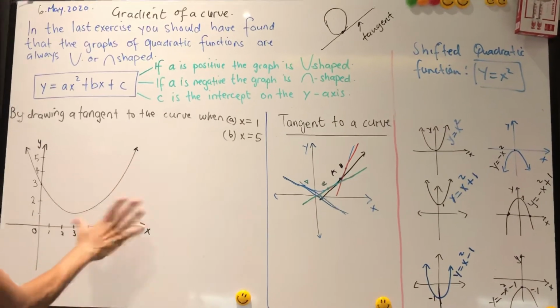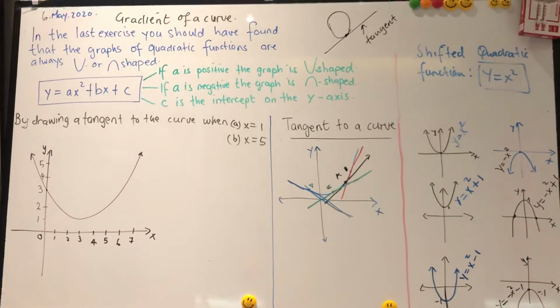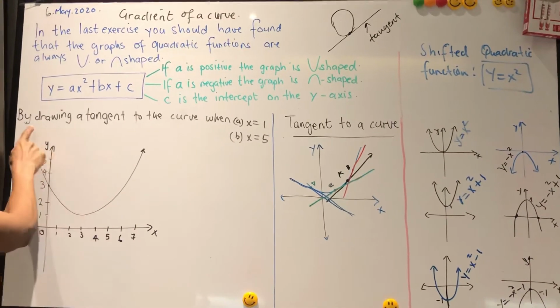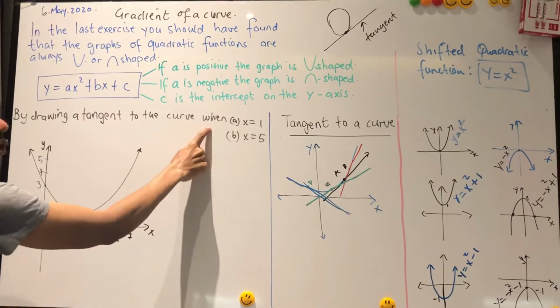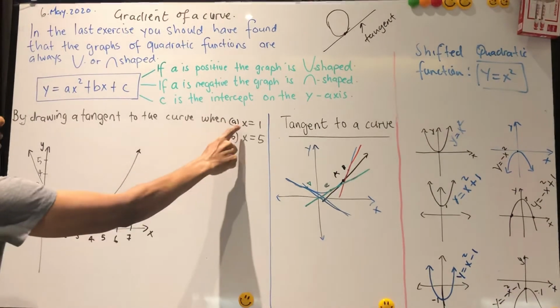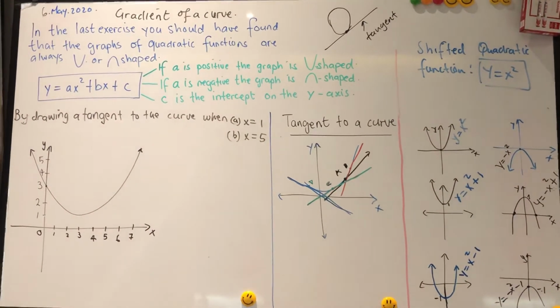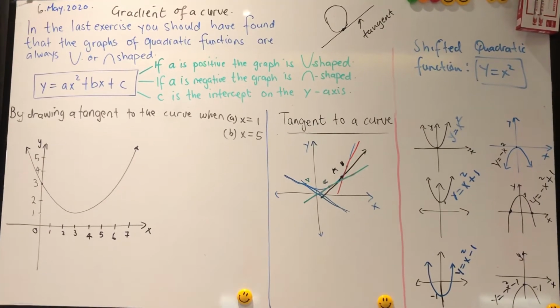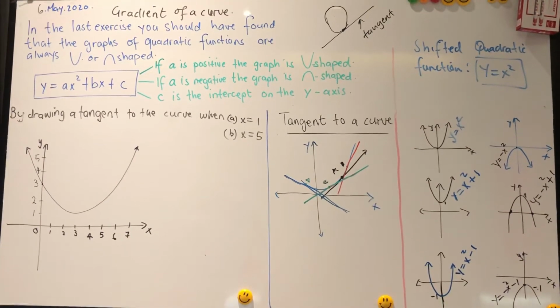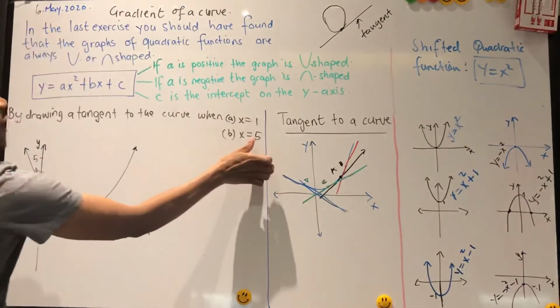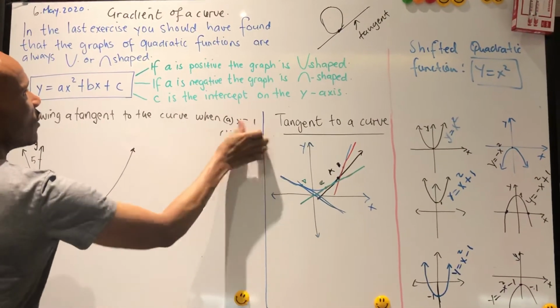Whatever graph this is, we know that it's a quadratic graph. So now the question is, by drawing a tangent to the curve, x is equal to 1. By drawing a tangent to the curve, x is equal to 5, sorry.